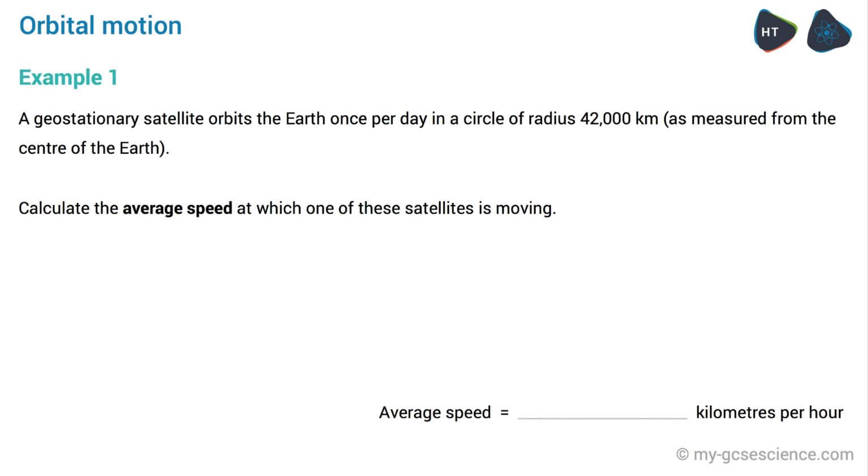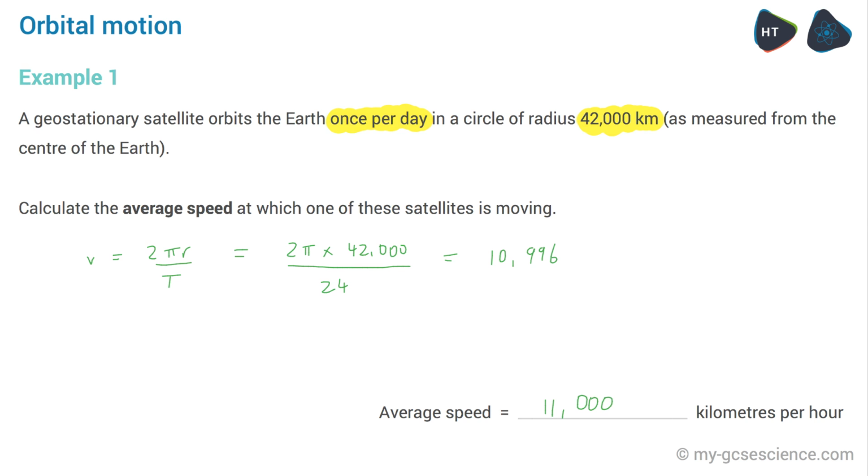In this first one, we can see that the satellite orbits the Earth once every 24 hours, and the orbital radius is 42,000 kilometers, so let's give it a go. The equation again is v equals 2 pi r divided by t, so subbing in that becomes 2 pi times 42,000 kilometers divided by 24 hours to give an answer of 10,996, or rounding up, 11,000 kilometers per hour.